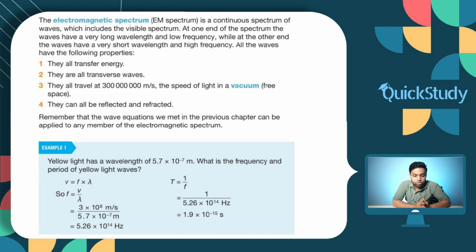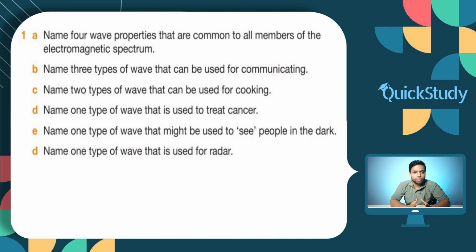So we also have to find out the time period. We know the formula for time period is T = 1 divided by the frequency. So 1 divided by 5.26 × 10^14 hertz is equal to 1.9 × 10^-15 seconds. So to revise what we have learned today, let's answer the following questions.